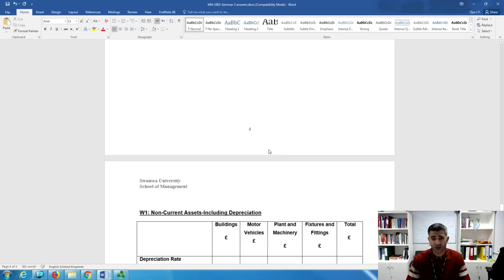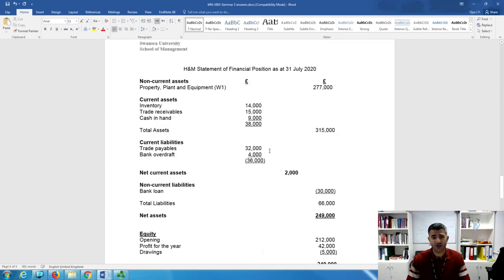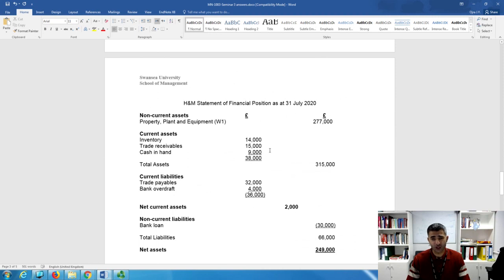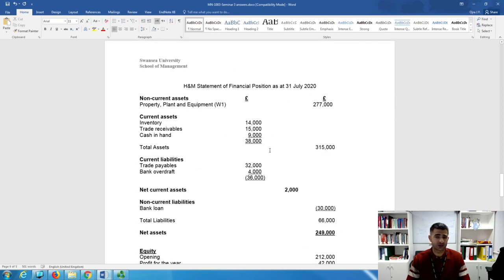Okay, guys. So here we go. This is the answer to the question. I hope that you are a bit more confident now with how to prepare the two statements. The most important thing is you need to know each item, where you're going to record it, in which statement, and again, the only way it comes is to practice. This is the way to get it right. Practice.